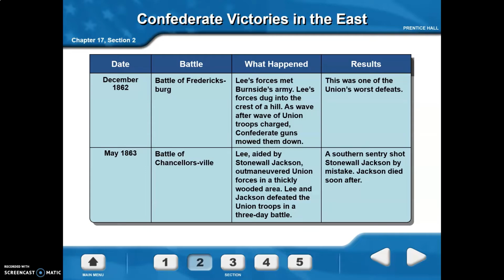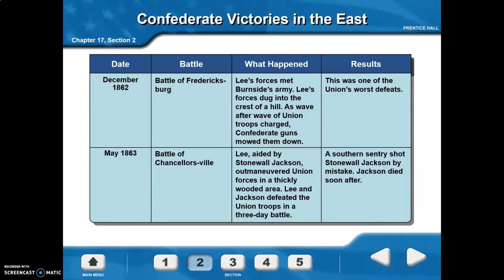And Lee's forces dug into this hill. So they made like a little tunnel thing, whatever you want to call it. And when the Union troops started charging the Confederates, they were shielded with that little tunnel or protection, and they were shooting way after all of the different Union troops. So wave after wave of Union troops charged the Confederate guns and were mowed down. Burnside just kept sending the Union troops after them.